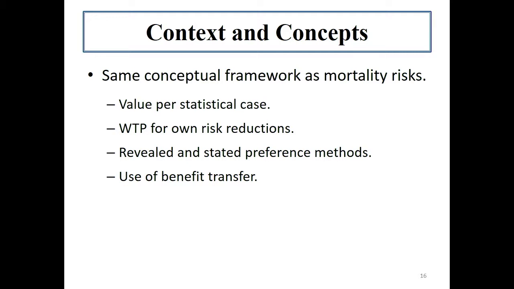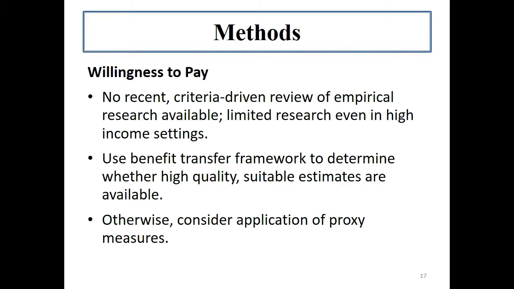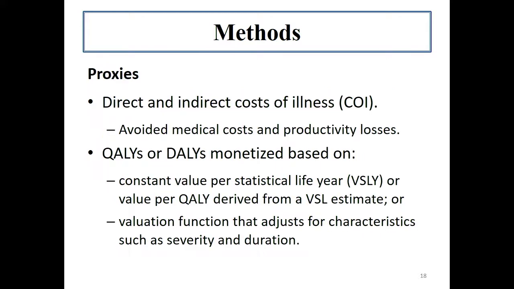Morbidity risk reduction, same framework. The value per statistical case, willingness to pay, we use revealed and stated preference methods, we use benefit transfer. But there just aren't that many willingness to pay studies. We've done some reviews and have found very little in the US. There's even less when you start moving outside of the US. So we often, in US analyses and elsewhere, end up using these proxy methods.